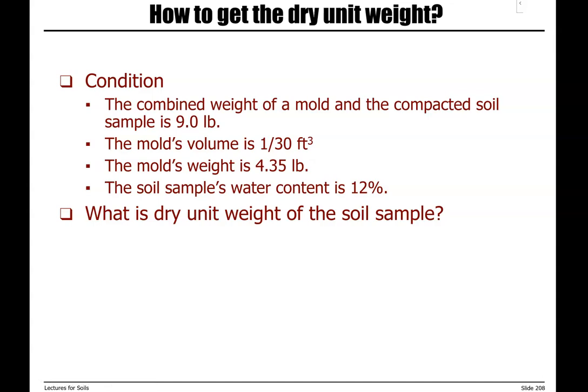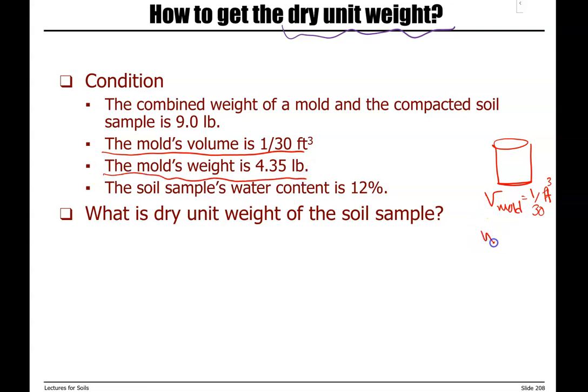Let's go over an example to calculate dry unit weight based on the numbers that we have from a standard Proctor test. So we have this mold. Volume of mold is 1/30th of a cubic feet. And weight of mold when it's empty is 4.35 pounds.